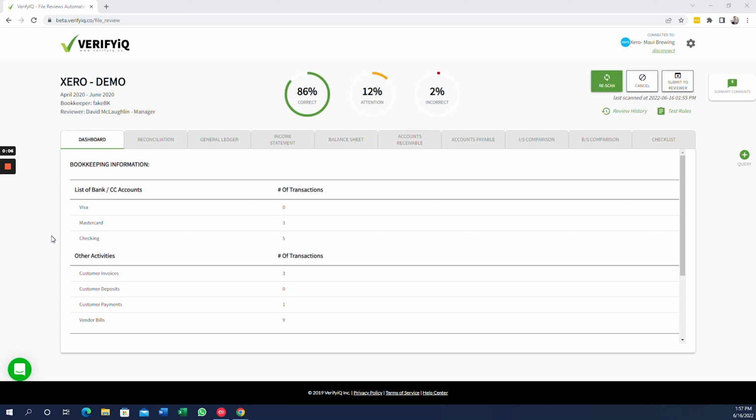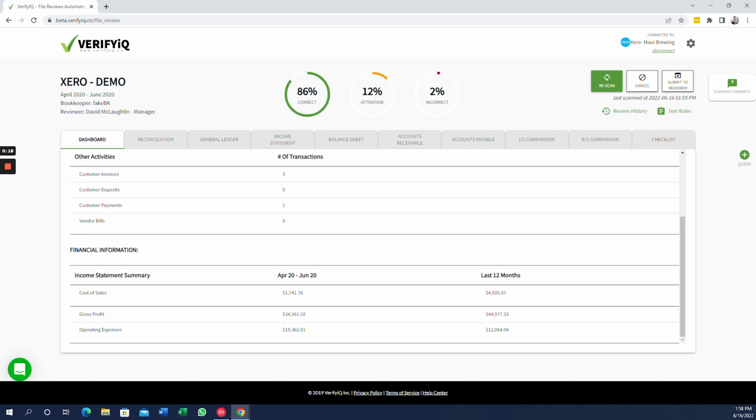The dashboard can be found within the review and is the first tab. The dashboard is broken down into two sections. First is the bookkeeping information, and then the second area is the financial information.